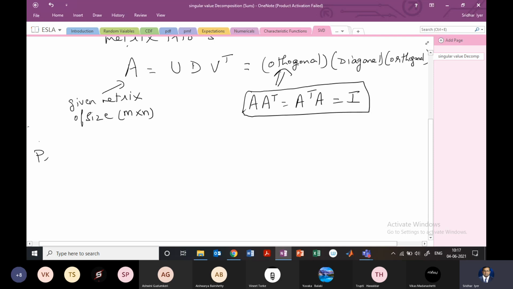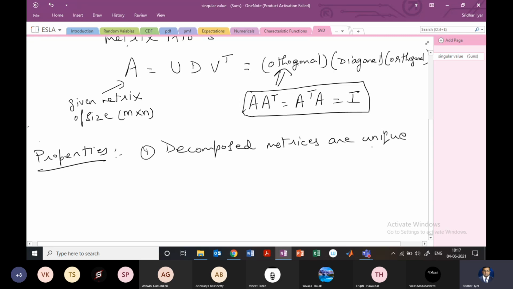So what are the properties of the SVD? So first property: decomposed matrices are unique. Unique means they'll be different, right? They will not be same as any other matrix, right?